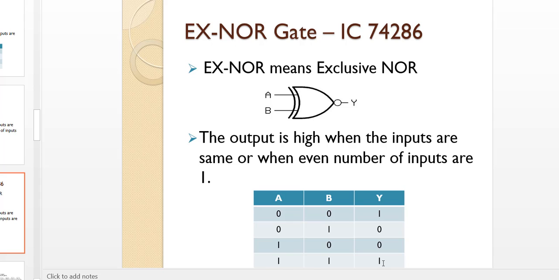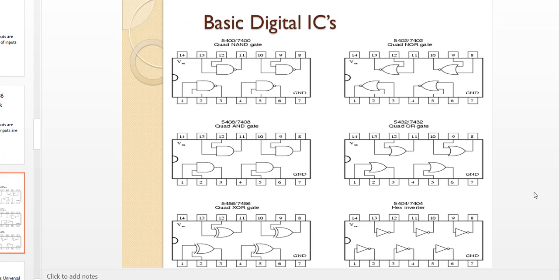Now let's take the example for 3 inputs. 0 1 1, let's say for example. So for 0 1 1, since we have an even number of ones, the output will be 1. And for 1 1 1, the output will be 0. Why? Because we have an odd number of ones here. Clear? Very much clear.